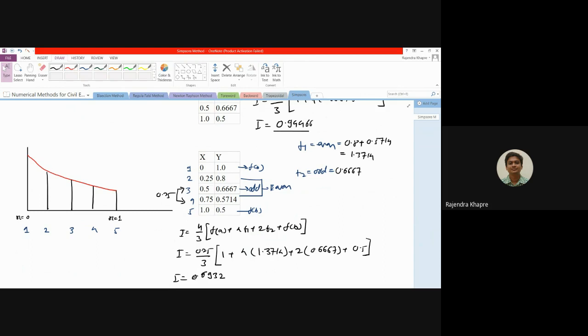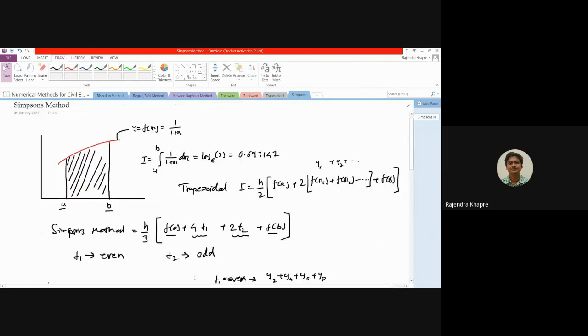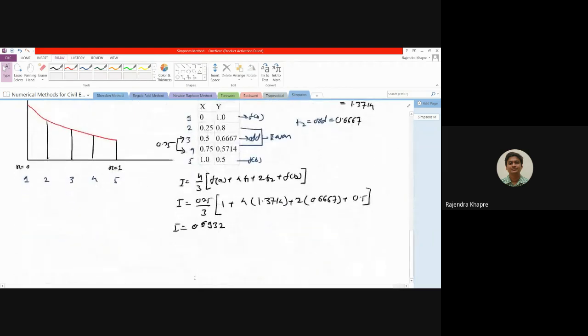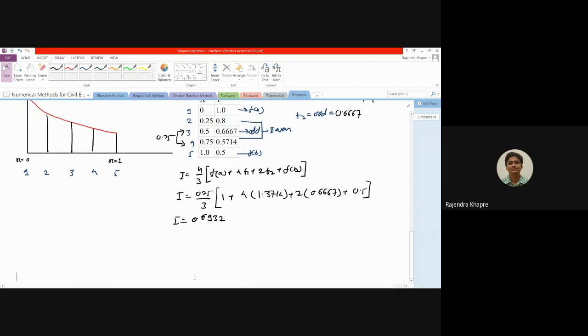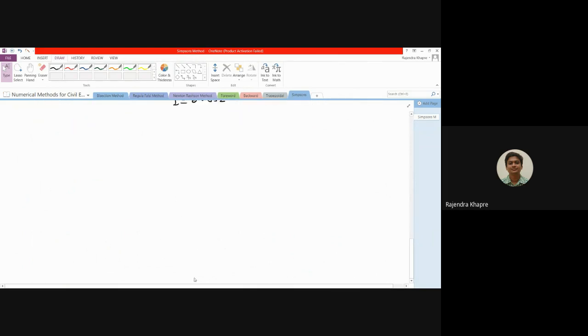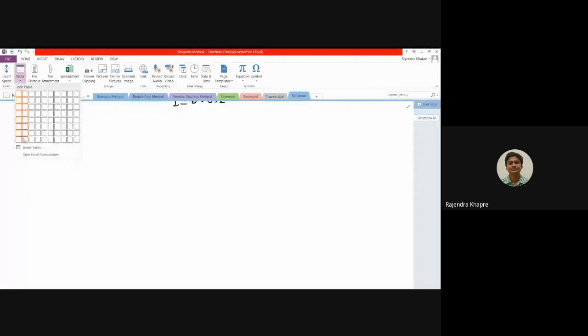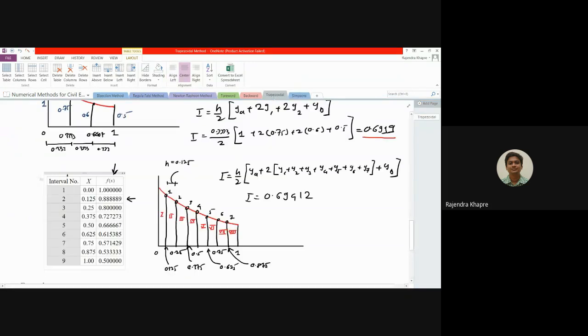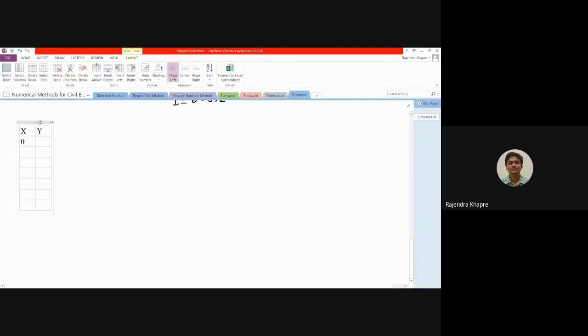Yes, sir. Okay, so now just for an exercise, I want all of you to solve the same problem again, but this time use more intervals. Let me write down over here. I'm directly inserting the table now so that things will be simpler. Here we have x value, here we have y value. Last time I think we used this table, so let me copy and paste the same table so that things become simpler.